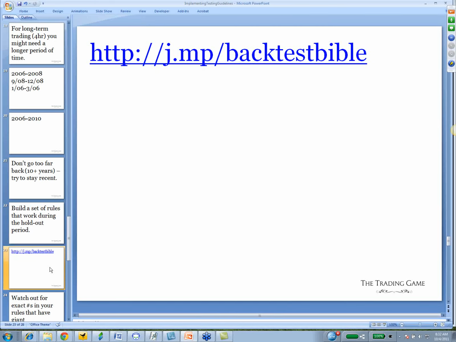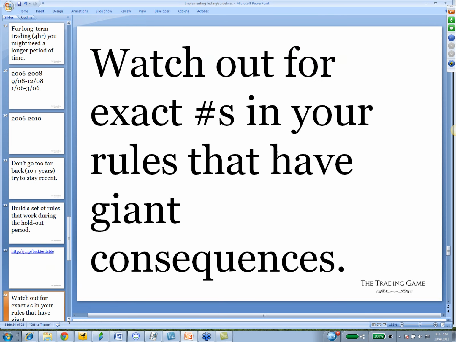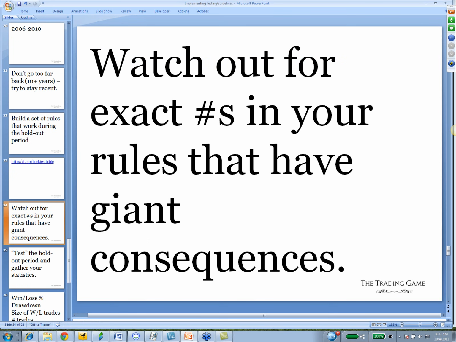You move around your holdout period and you say, wow, am I using the optimal profit target? Am I using the optimal stop loss? Now tomorrow we're going to talk more about this sandbox, but you get the idea. I just want you to get the general idea of what you're doing. You want to watch out during the holdout period for changing numbers to be absolutely exact, because you don't want to have small changes in stop loss rules or profit target rules that then have giant consequences.